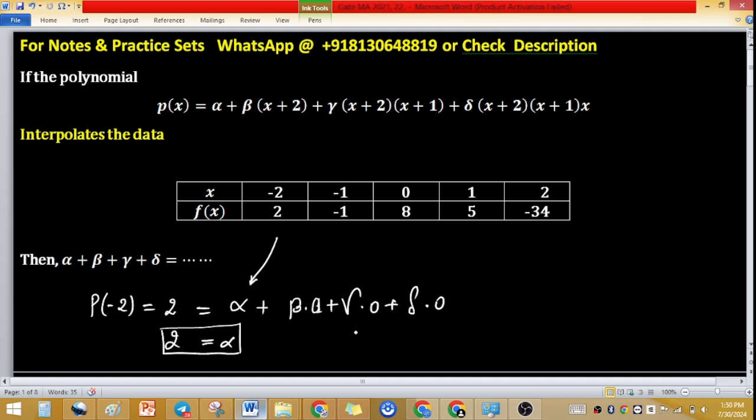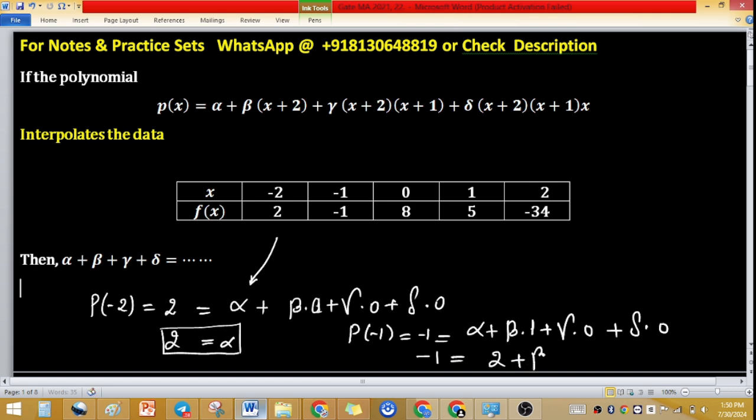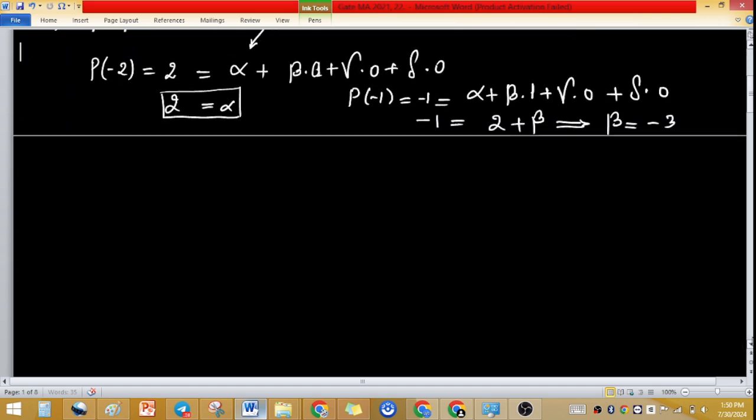Similarly, put the second input. P(-1) equals -1, and from this we have alpha plus beta into 1 plus gamma into 0 plus delta into 0. So -1 equals 2 plus beta, and from this, beta equals -3. At this stage we have two values, alpha and beta. Now let's try to find the values of gamma and delta.